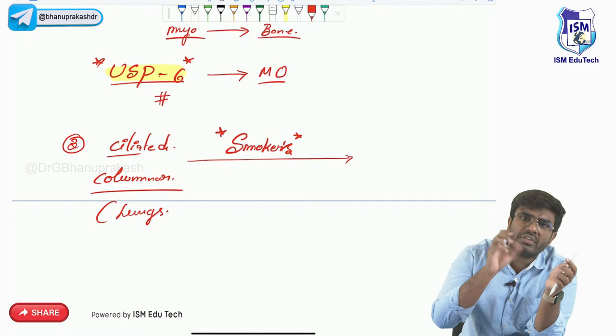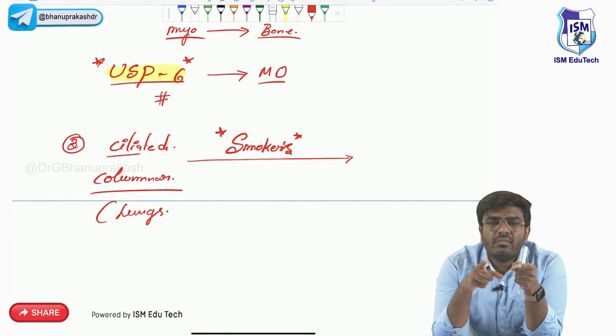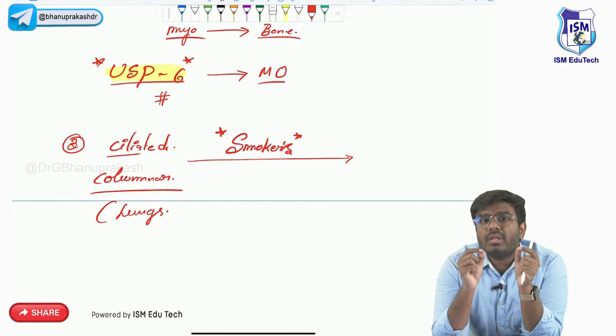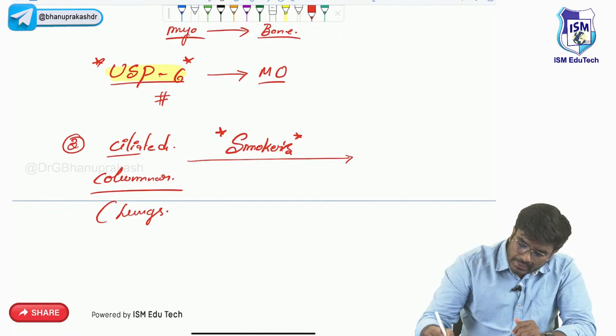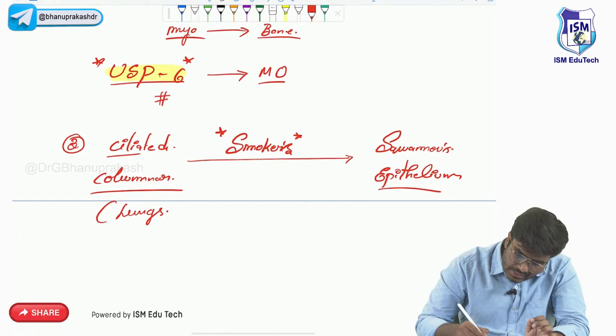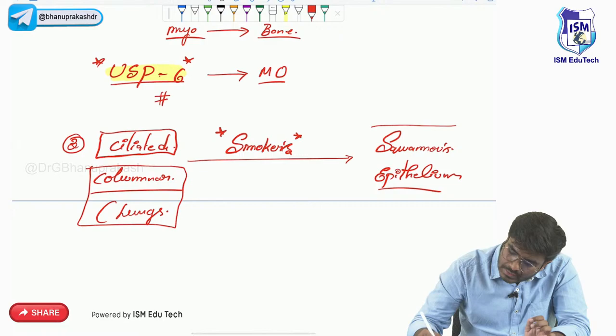So if you are a smoker, the difference between your respiratory tract and my respiratory tract is that yours is continuously under stress. So your ciliated columnar epithelium will now turn into squamous epithelium. That is called a smoker's lung.